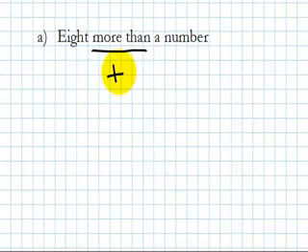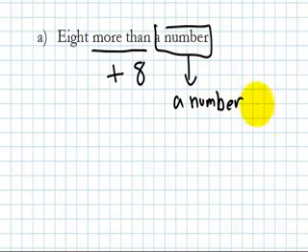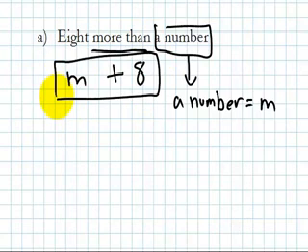And 8 more than a number, well, that means it's going to be 8 being added to a number. And, well, our number here, we have to go ahead and use a variable to define that. And let's go ahead and call this number m for me. Okay? So 8 more than a number m is m plus 8. And that is the algebraic expression for 8 more than a number. It has one or more numbers, or variables in this case, m, and an operation that's arithmetic in between. In this case, it's addition.